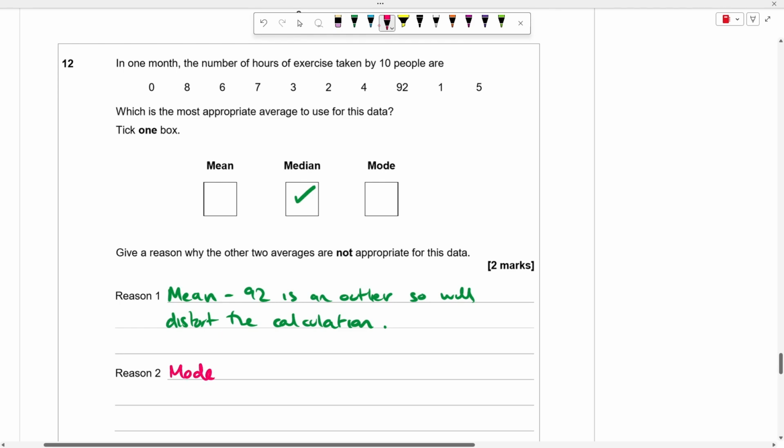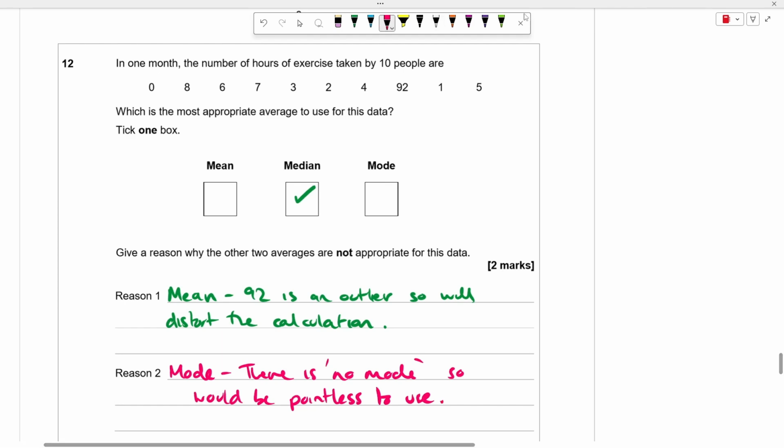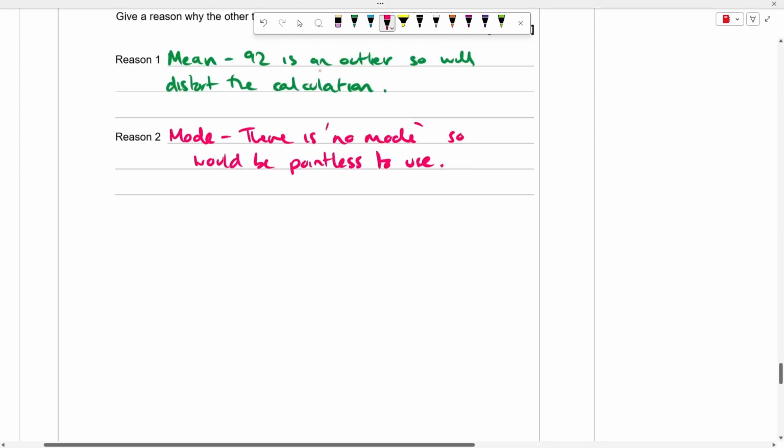Now, the other average I could have used is the mode. Looking at this set of numbers, there is no mode, so it would be pointless to use. So again, something along those lines: just say there is no mode, so there's no point using that. If a number was repeated more often than the others, then the mode may be an acceptable average to use.